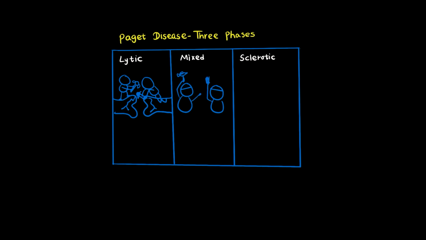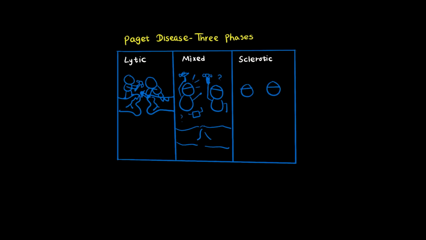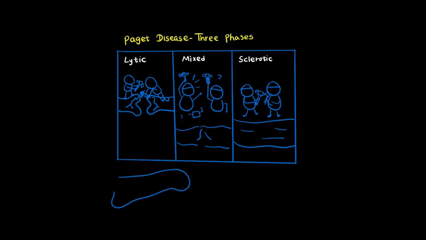Phase 3, the sclerotic phase, sees construction finally overtake destruction. Osteoblasts dominate, laying down excessive but disorganized bone. The result is paradoxical. Bones become thicker, but weaker, like a building made with too much poorly arranged material. Blood vessels proliferate through this chaotic bone, making it highly vascular. Eventually, both cell types exhaust themselves, entering a dormant state.